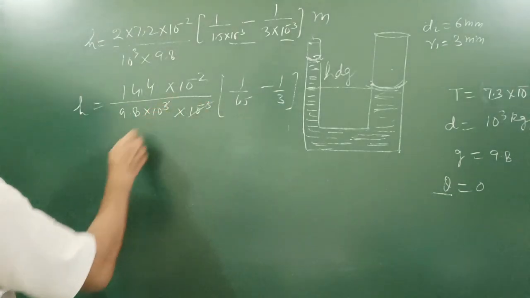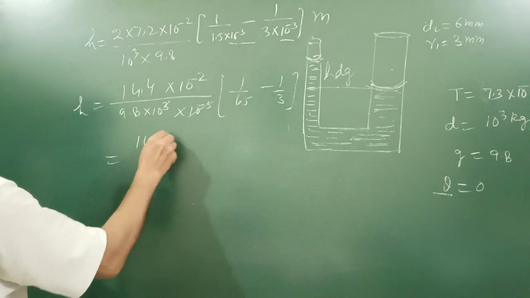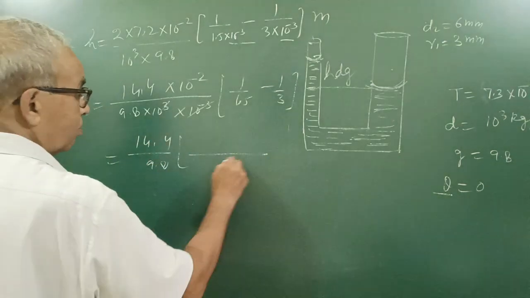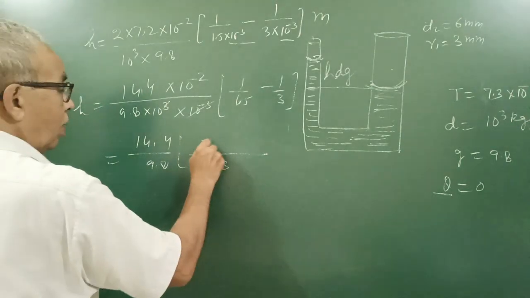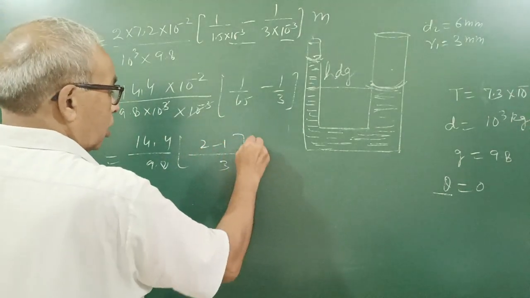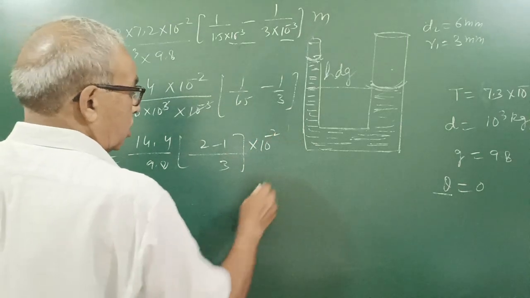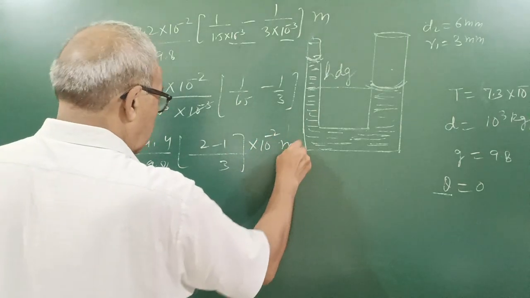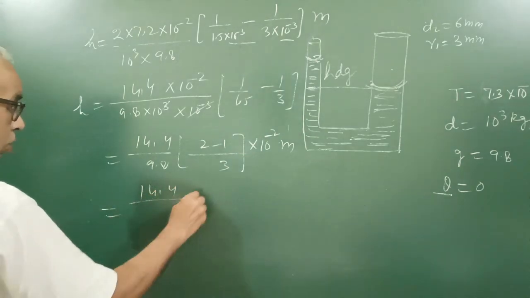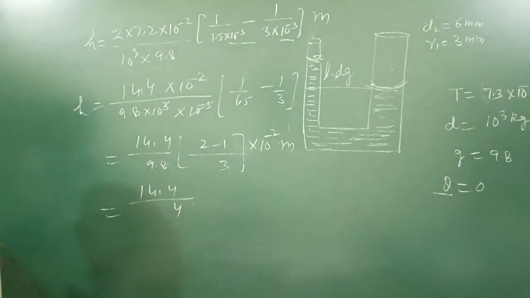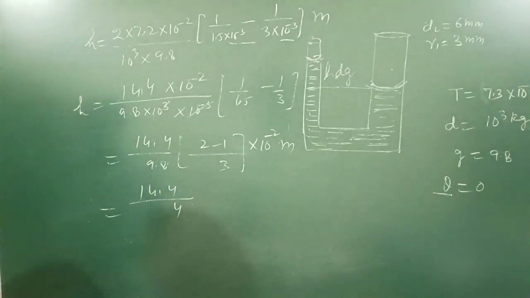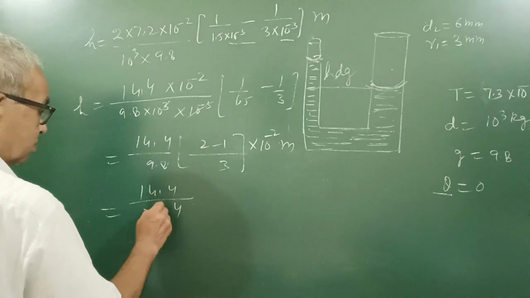This power cancels, only 14.4 upon 9.8. Here the LCM is 3, 2 minus 1, into 10 to the power minus 2 meter, or it is equal to 14.4 upon 3. 3 8s are 24, carry 2, 3 2s are 6, plus 2 is 8... 3 8s are 24, carry 2, 3 9s are 27, 29.